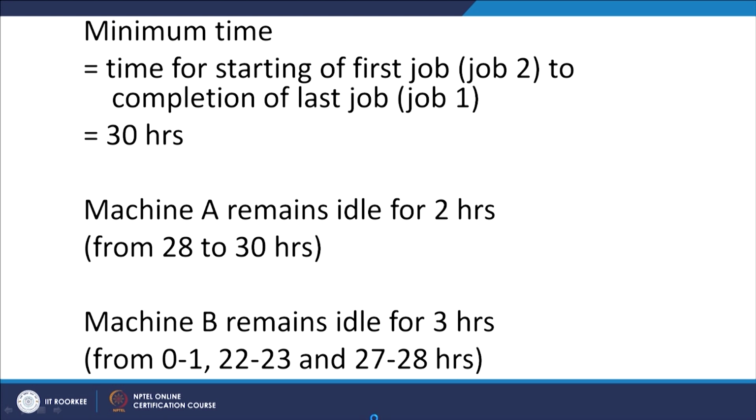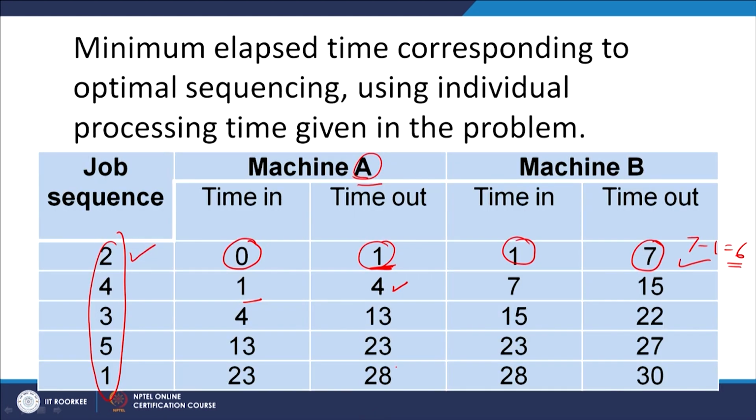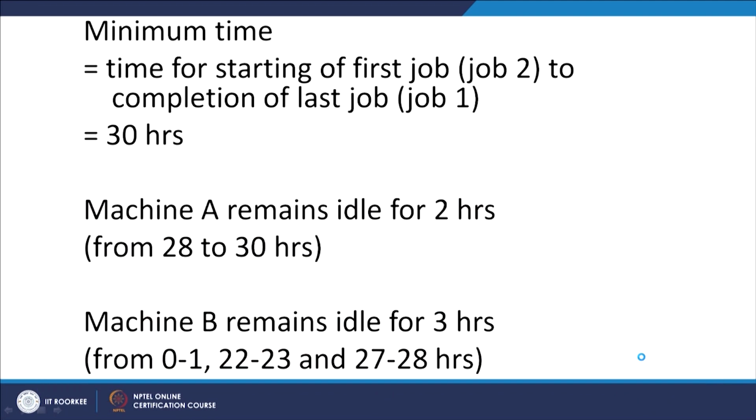Similarly, machine A remains idle for 2 hours. What are those 2 hours? See, this is the beginning of the system and 30 is the end of the system, and you find that from 28 to 30, 2 hours of idle time is there on machine A. So, that is the reason why this is 2 hours on machine A.